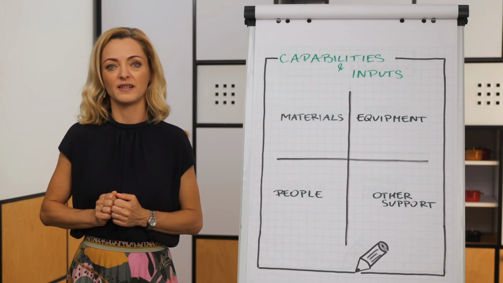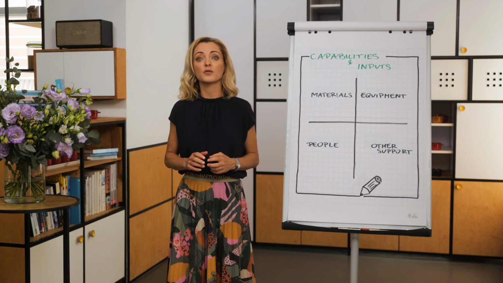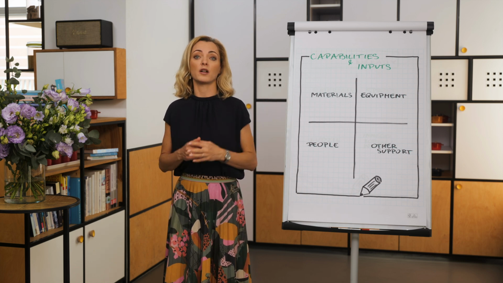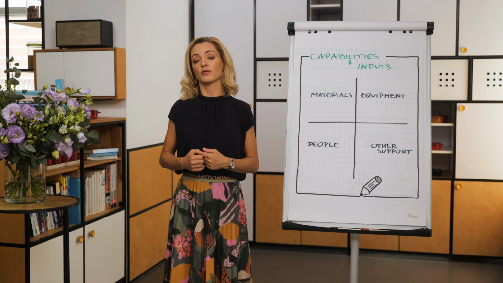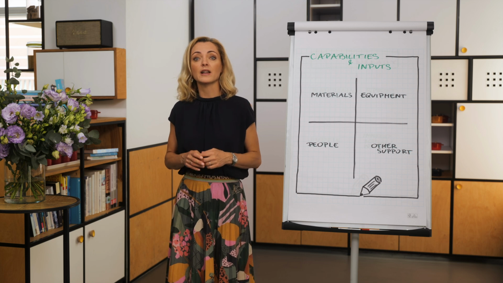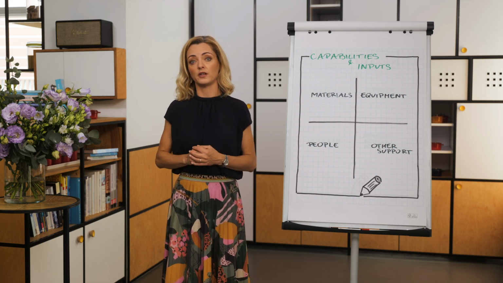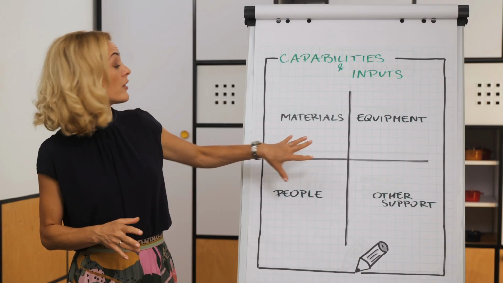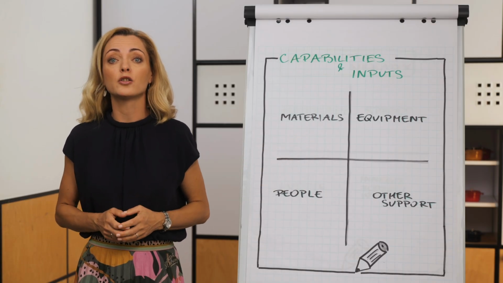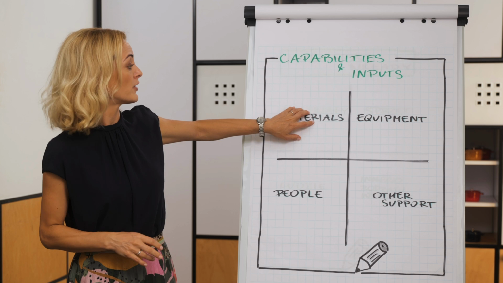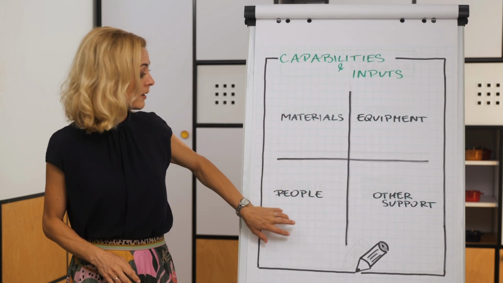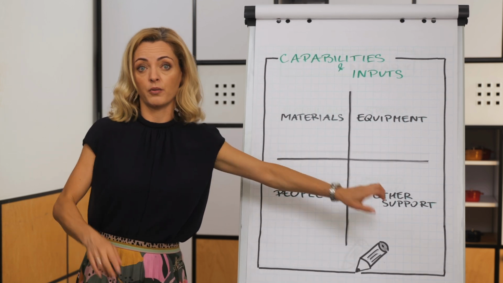How can this be done? The UPSHIFT program suggests using the capability and inputs chart as a tool for strategic resource planning. For this, your class will need some chart papers, markers, and 2 colors of post-it notes. Use your paper to draw a chart. It should be divided into 4 main categories: materials, equipment, people, and other support.